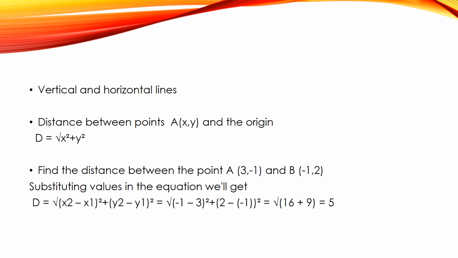Now find the distance between the points A(3, -1) and B(-1, 2). Substituting values in the equation, we get d is equal to square root of (x2 minus x1) whole squared plus (y2 minus y1) whole squared, is equal to square root of 16 plus 9, is equal to 5.